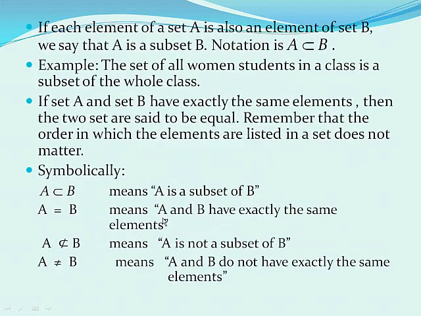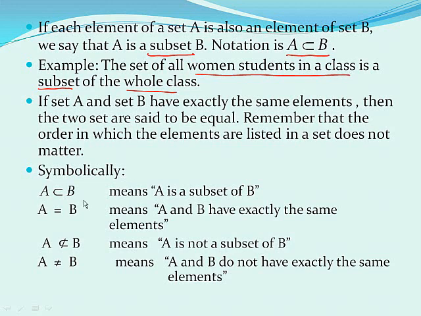If each element of a set A is also an element of the set B, we say that A is a subset of B, and we use this notation: A is a subset of B. For example, the set of all women students in a class is a subset of the whole class. If sets A and B have exactly the same elements, then the two sets are said to be equal. Remember that the order in which the elements are listed in a set does not matter.